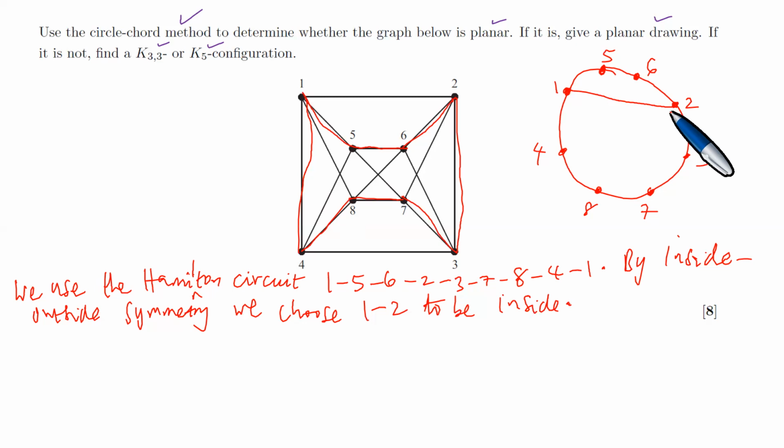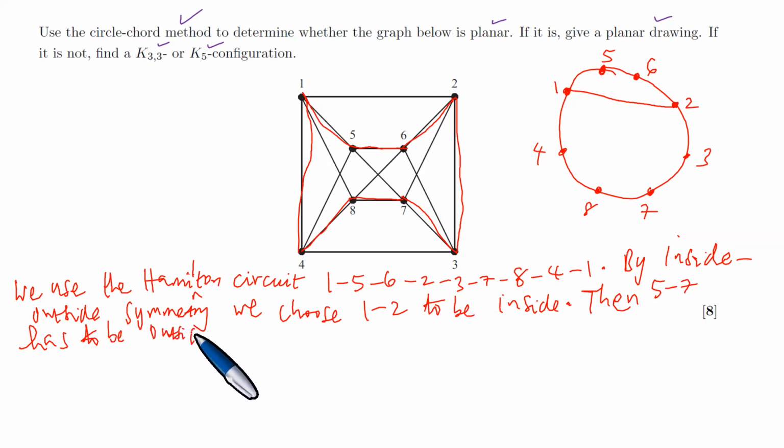So we choose 1, 2 by inside outside symmetry. You choose 1, 2 to be inside. Then we continue with the process. Then 5, 7 has to be outside.